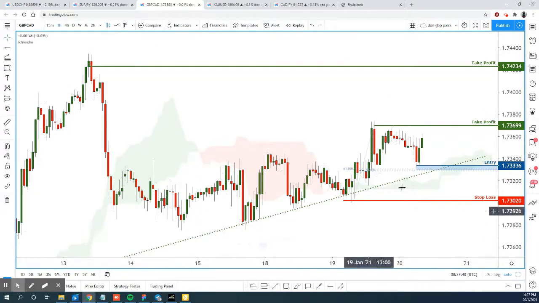So in general, you can look at the Ichimoku cloud. Price is also hanging above the Ichimoku cloud, still quite bullish, still hanging above the trend line, still quite bullish. So our bias is definitely still bullish for pound CAD. So this is a possible trade setup for us, quite a decent risk to reward ratio as well.